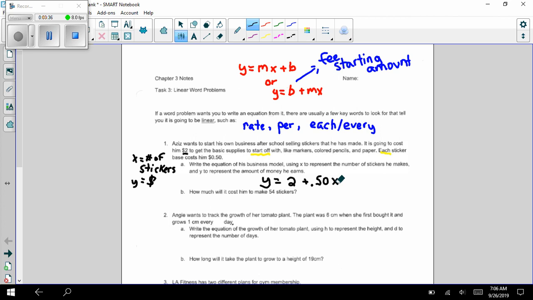Letter B says, how much will it cost him to make 54 stickers? So we're just going to take this number and plug it in for X. And this is where Desmos comes in handy. If you haven't already, go ahead and open up Desmos. The first step is to put this equation in Desmos. And since they tell us that he wants to make 54 stickers, and we know from our notes that X equals the number of stickers, you're also going to put this in Desmos.